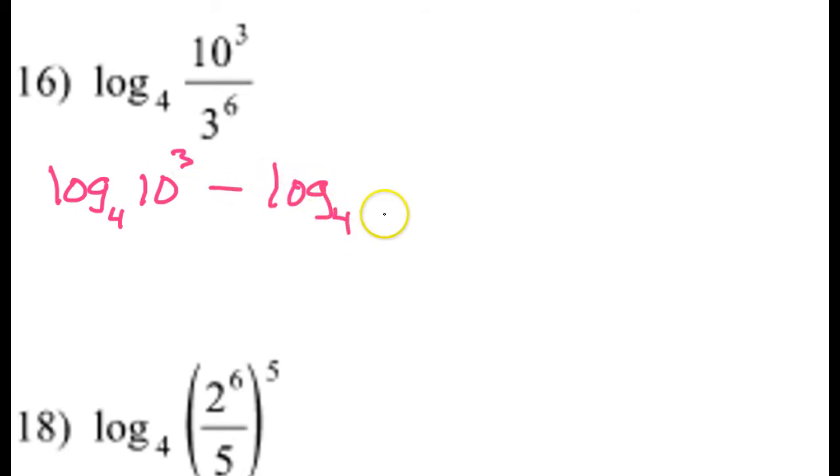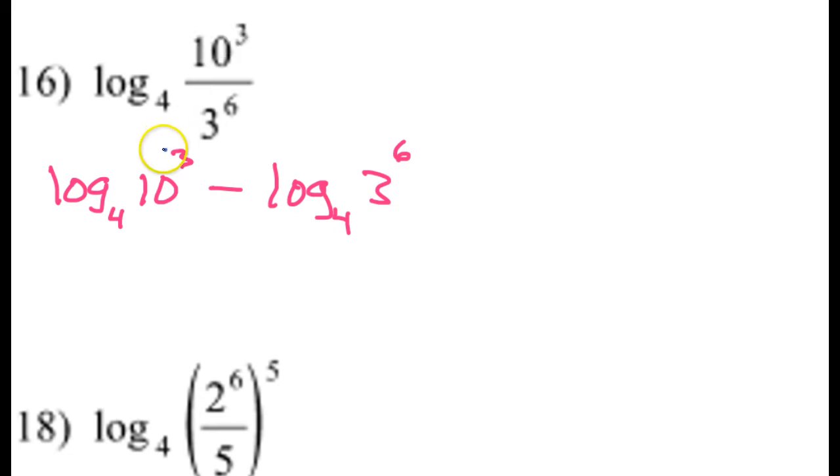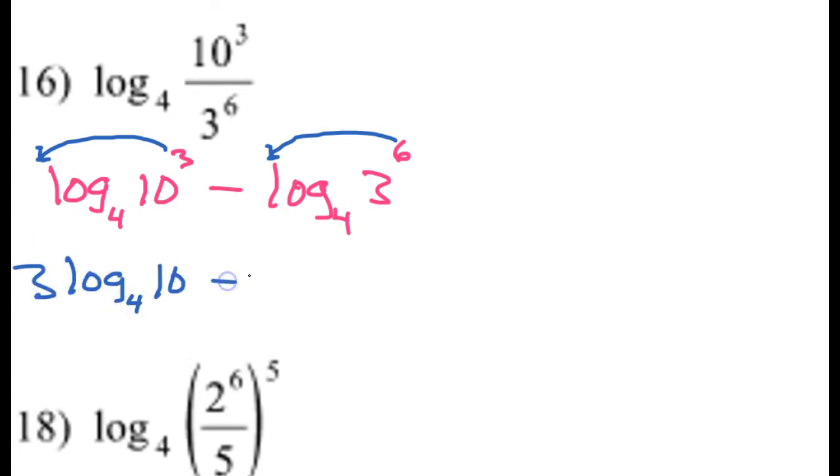Let's use the quotient rule. So this will immediately become log base 4 of 10 to the 3rd power minus log base 4 of 3 to the 6th power. Then we will use the power rule, which allows us to put these exponents in the front. So the final answer should be 3 log base 4 of 10 minus 6 log base 4 of 3.